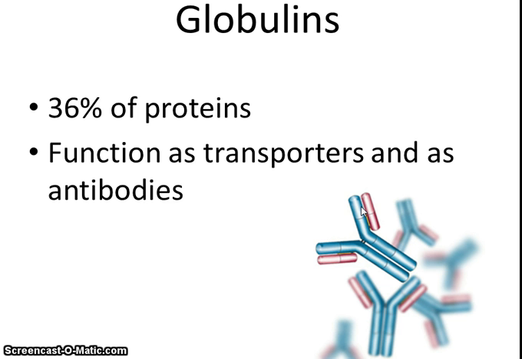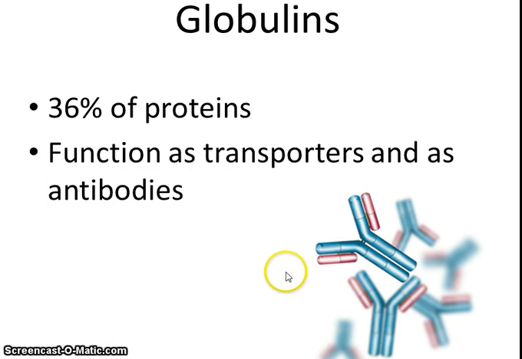Some things, though, don't. So anything lipid-based, like steroids, testosterone, estrogen, progesterone, corticosteroids, stress hormones, those need some way to go through the blood. So what they do is they attach to a transporter, a globulin, and then they're able to move through.